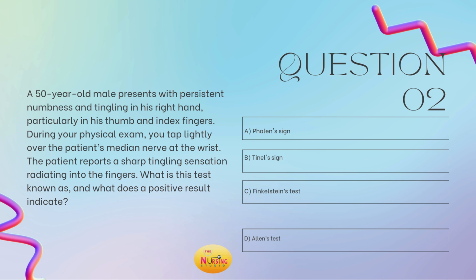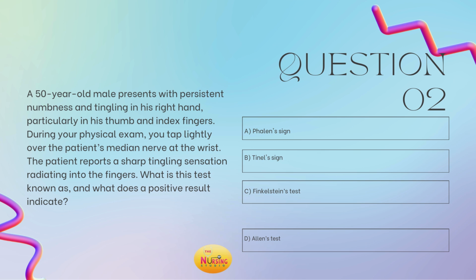All right, so is it A, Phalen sign, B, Tinel sign, C, Finkelstein test, or D, the Allen's test? Take a moment and tell me what you got. And when you tell me which one, the second part of my question, I want you to answer in the comments. What does that positive result indicate?